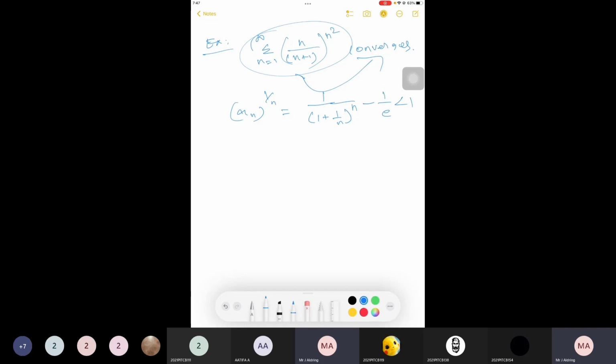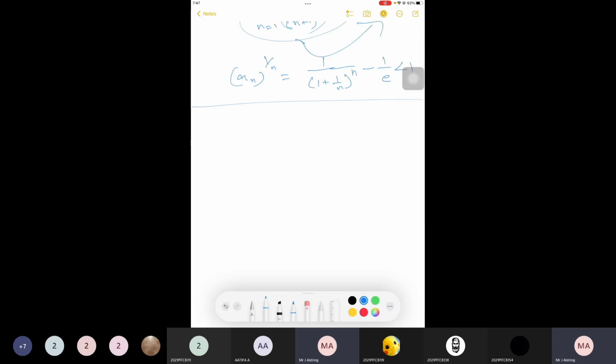Okay, now we'll see another test. We have many tests to check whether a series is convergent or divergent. We will see another test, the limit comparison test. It's a very important test. So, the limit comparison test.